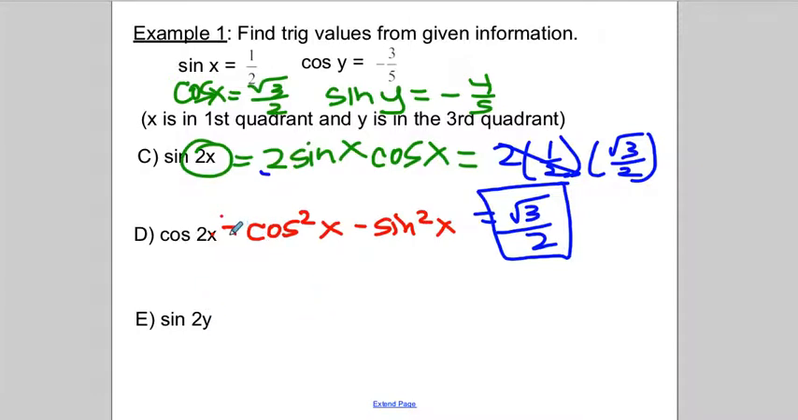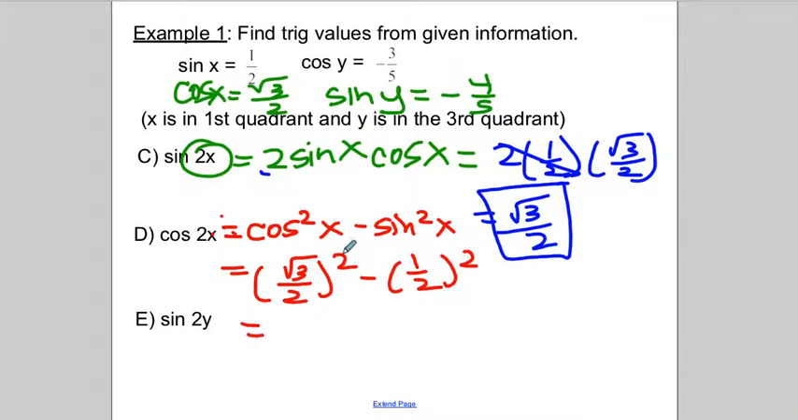Then I would go ahead and plug in. Well, what was cosine of x? Right here, square root of 3/2 squared minus my sine of x squared, so 1/2 squared. This will equal, the square root of 3 squared is 3, over 2 squared, which is 4, minus 1 squared, which is 1/4. So common denominator, so I can put my numerators together. I'll have 3 minus 1, which is 2/4, which reduces to 1/2.